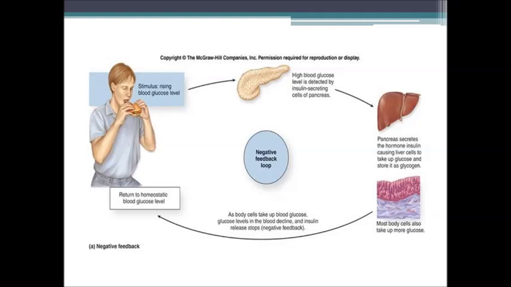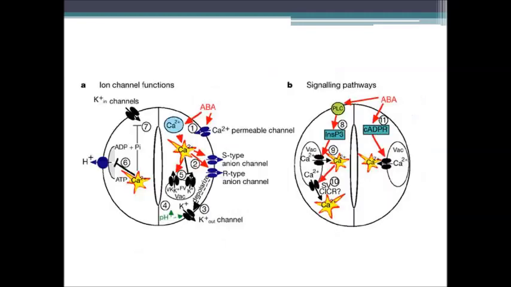This is a good example of a negative feedback mechanism because the blood glucose levels return back to their initial set point, maintaining homeostasis. A good example of a negative feedback mechanism in plants is a plant's response to water limitations. As water becomes scarce, ABA will affect second messengers such as calcium.